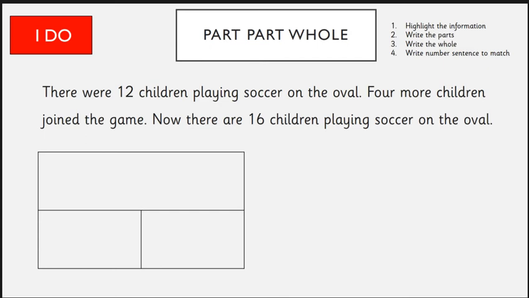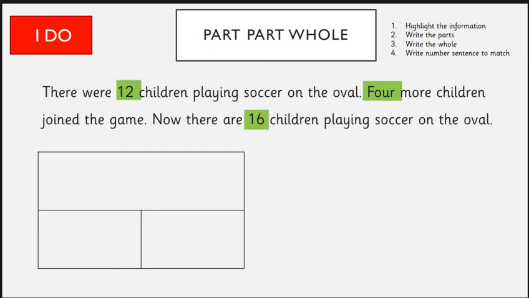There were 12 children playing on the oval. 4 more children joined the game. Now there are 16 children playing soccer on the oval. The first thing we need to do is to highlight the information. This ensures that we are looking at the critical information or the important information in our number sentence. 12 children, 4 more children came along, and now there are 16 children on the oval.